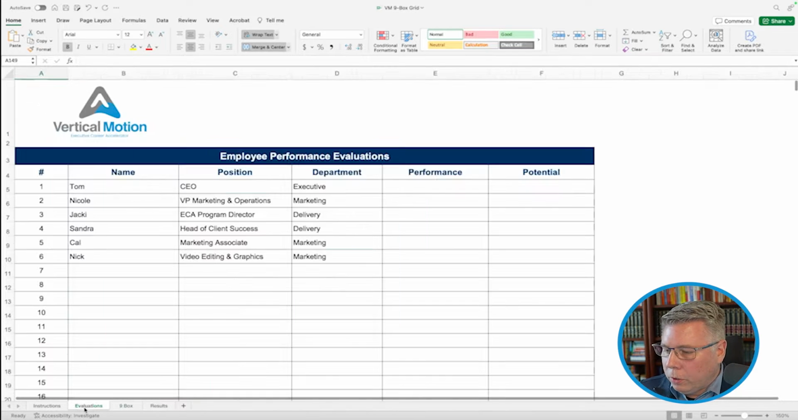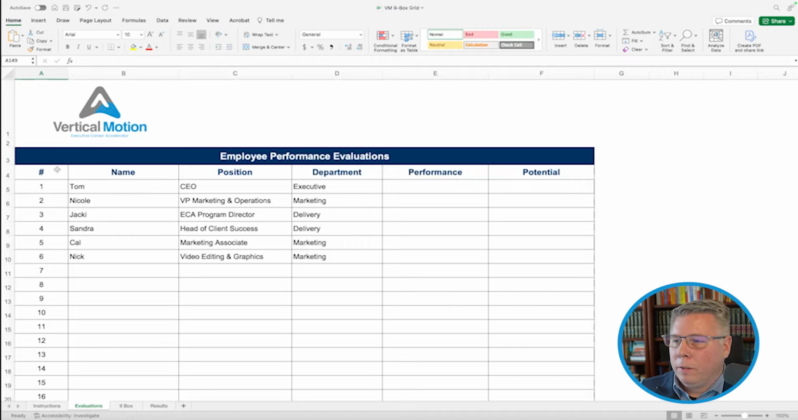So let's go over to the evaluations tab. What you would do here is list out the names of all of the people who work on your team, and then put their description and department. Once you have that, you want to choose what their performance has been for the past year and what you think their potential is going forward in the company. Performance can be below, meets, or exceeds expectations, and potential can be below, meets, or exceeds, right?